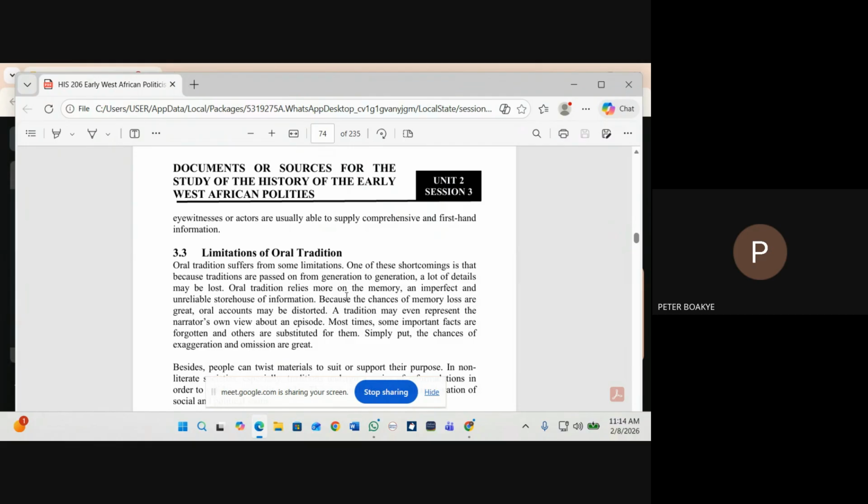Oral tradition relies more on memory, an imperfect and unreliable storehouse of information. Because the chances of memory loss are great, oral accounts may be distorted. A tradition may even represent the narrator's own view about an episode. Most times, some important facts are forgotten and others are substituted for them, and so forth. So simply put, the chances of exaggeration and omission are great when we are using this source.